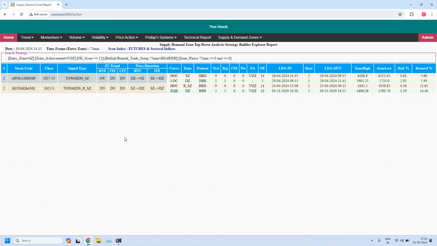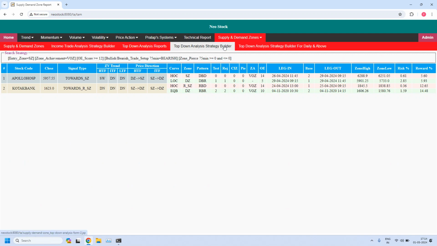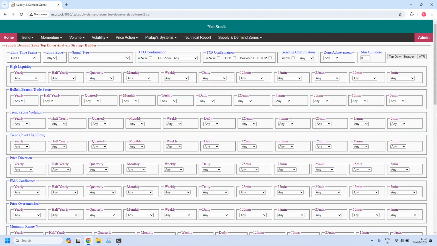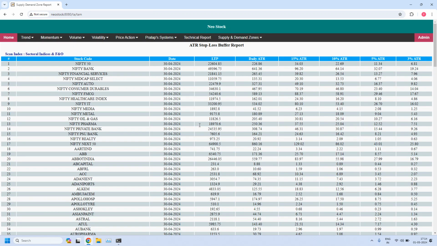And now the last report we will generate is the stop buffers based on daily ATR. So these are the stop buffers. The first 17 in this list are indices; the remaining are all equity stocks. Here we have daily ATR. Use 15% ATR for monthly income trade, and 10% ATR for weekly income trade.